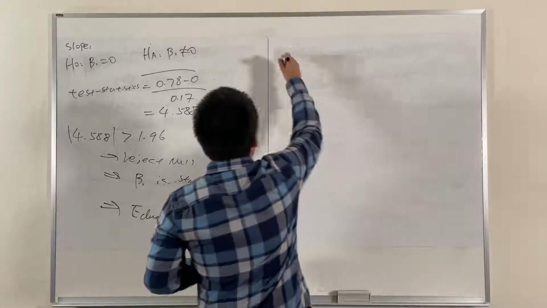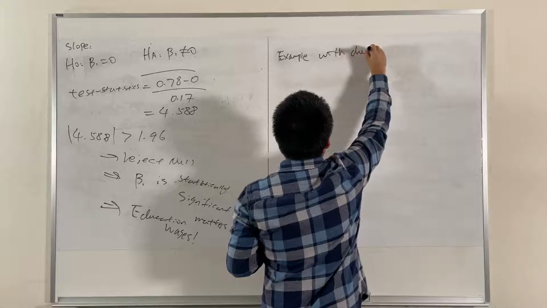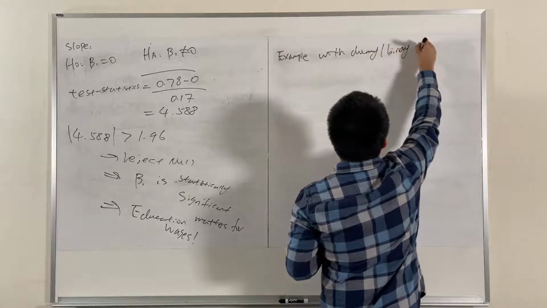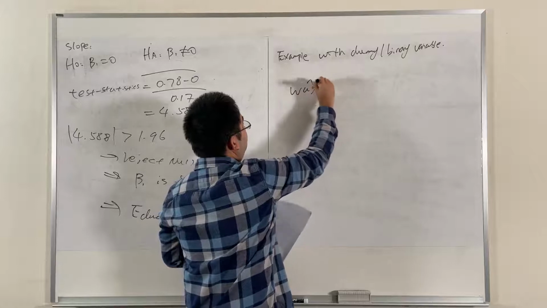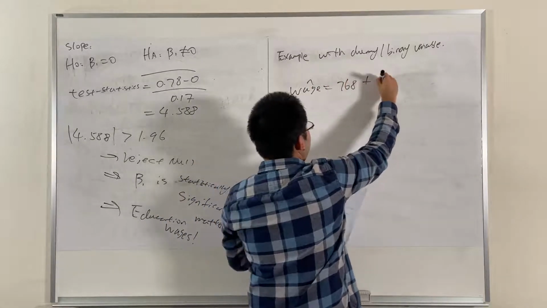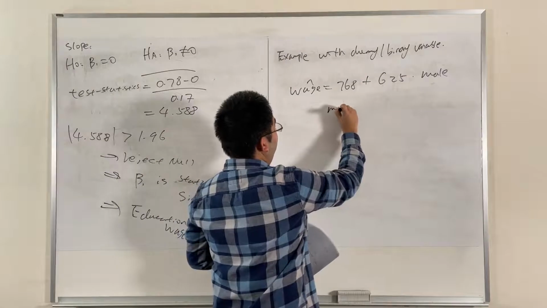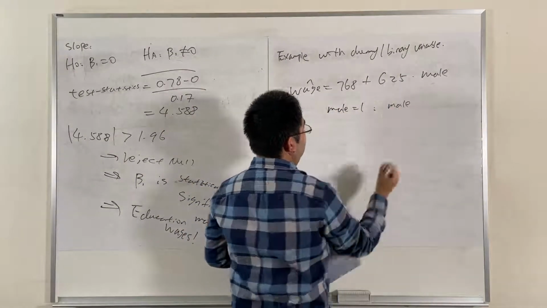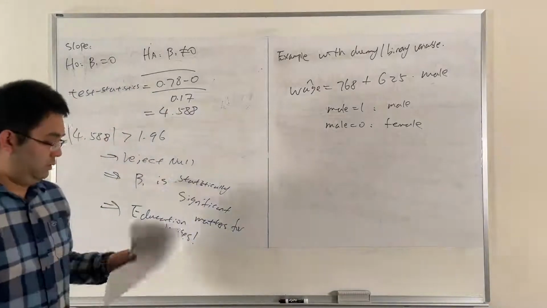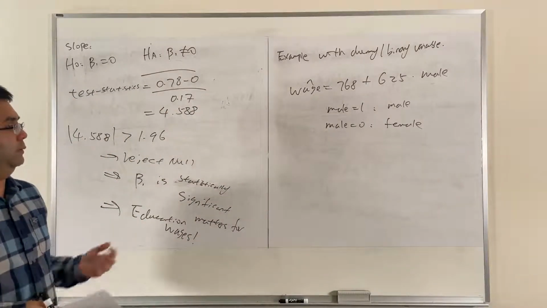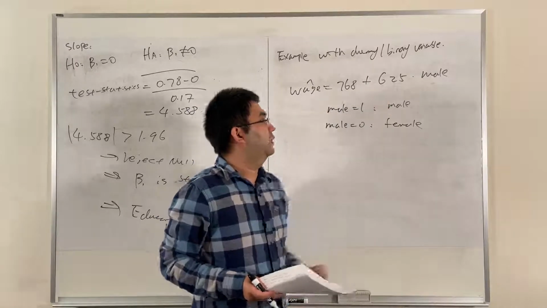Okay, so this example is with a dummy or binary variable. Let's say wage equals 768 plus 625 times the variable male. So male is a variable that equals 1 if your sample is a male. Male equals 0 when your sample is a female. So it's a dummy variable or binary variable. So the question for the purpose of this course is, can you interpret the value 768 and the value of 625?